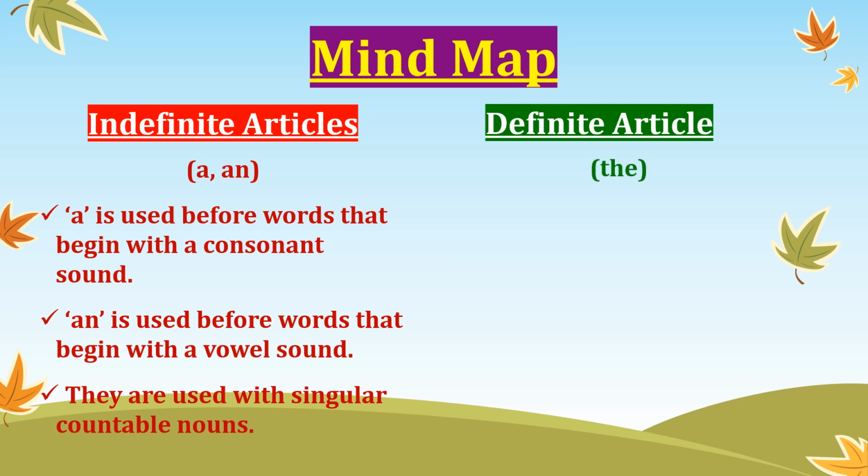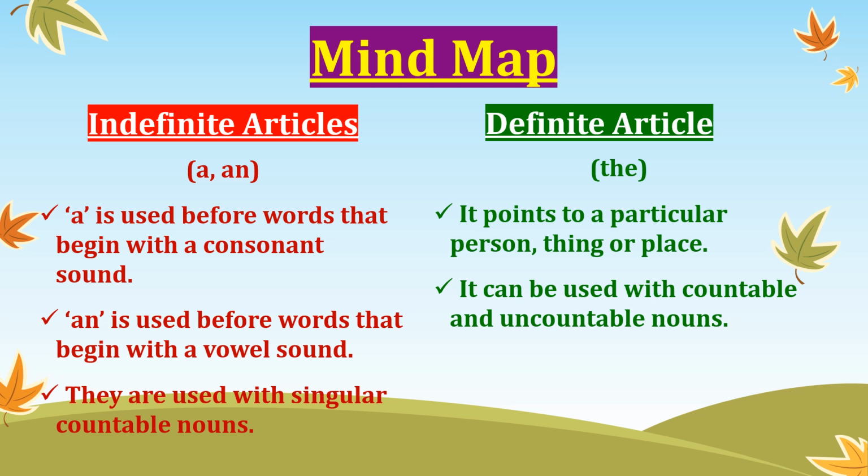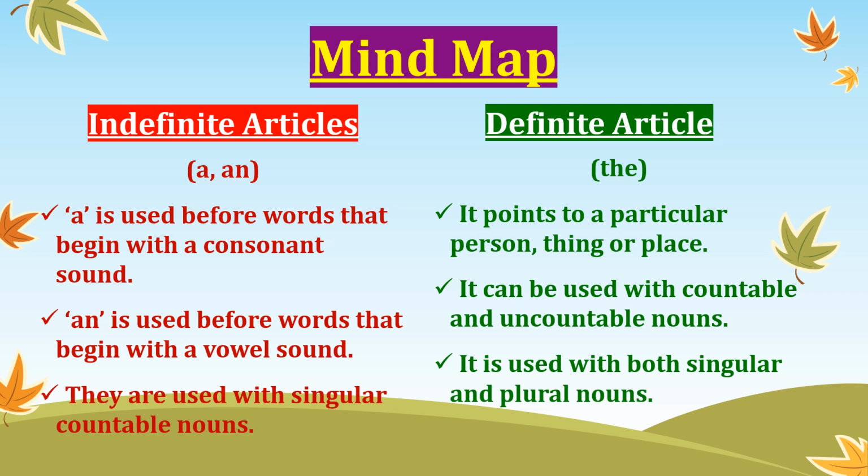Now, definite article. There is just one definite article, that is the. The is used to point to a particular person, thing, or place. It can be used with countable and uncountable nouns. There's no problem here. It is used with both singular and plural nouns. So that means the is very flexible. We can use it the way we wish to. But there are so many rules to remember for this. I am sure in this video you've been able to learn where we are going to use it and where we are going to omit it.